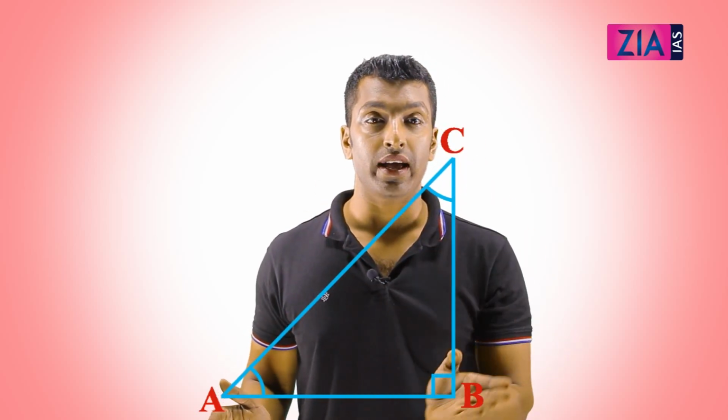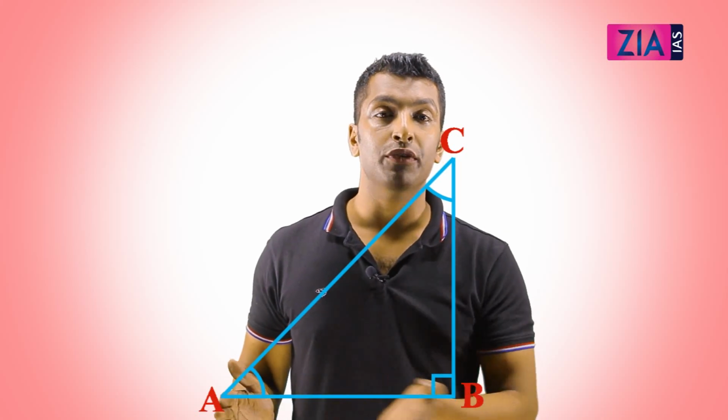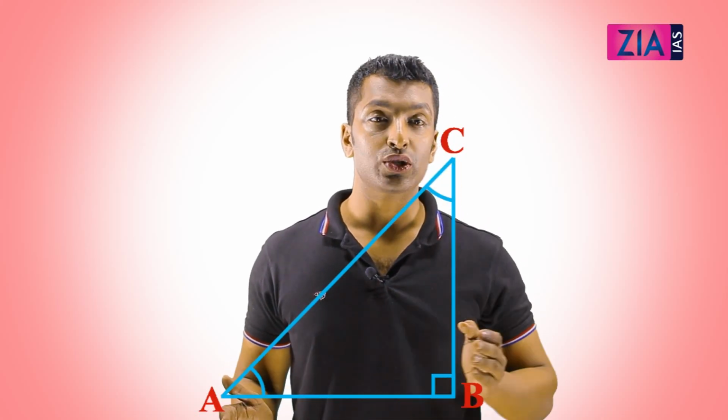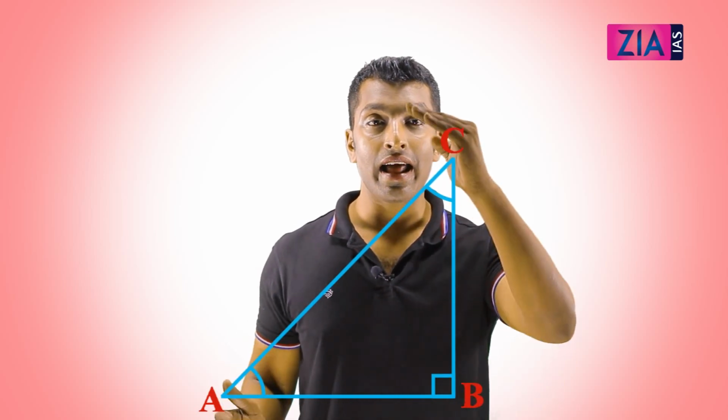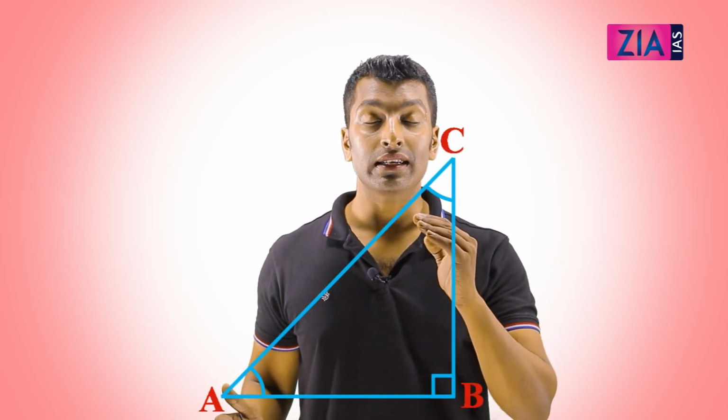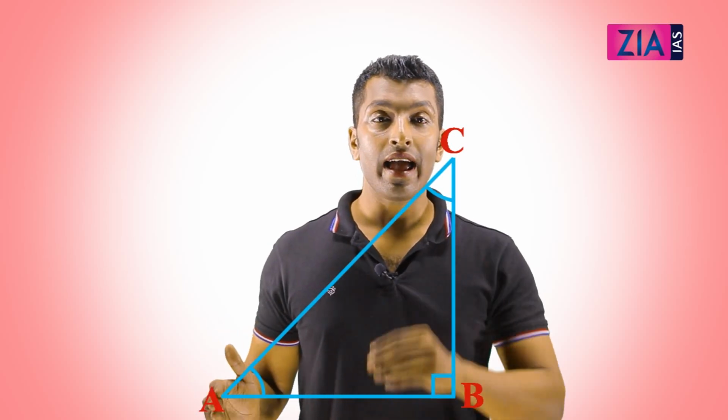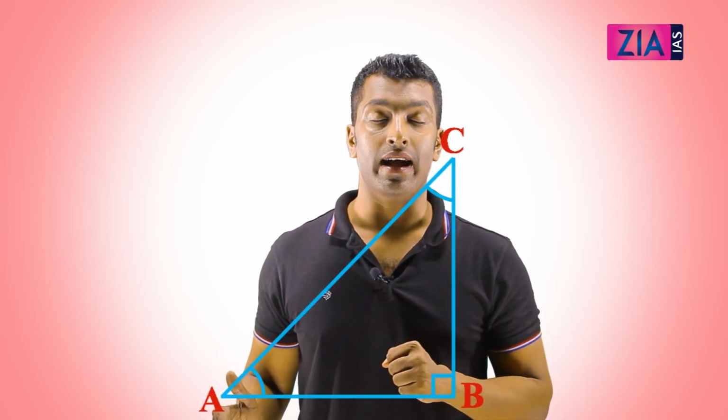Angle sum property: in a triangle, the sum of three angles will add up to 180. Already this one is fixed at 90, so the other two, that is angle A and angle C, if you add, you will get 90 degrees. So angle A and angle C are complementary angles.